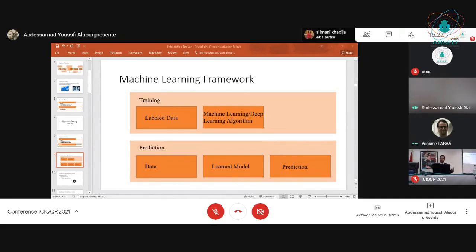The first one is using manual methods, where we combine parameters manually and test those combinations in order to find a good solution.